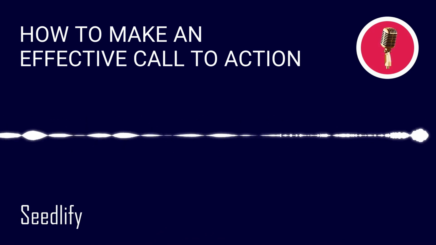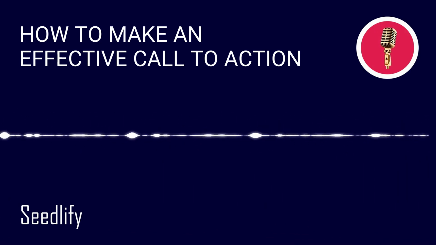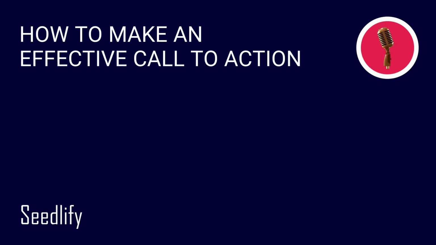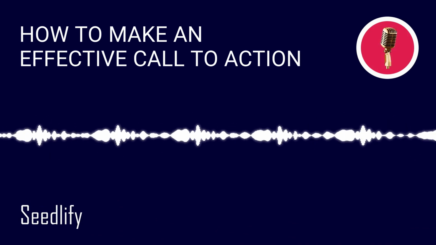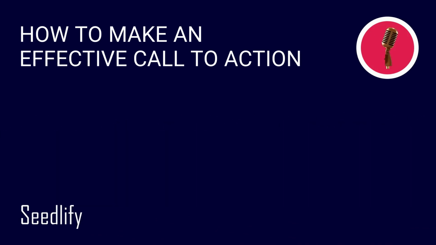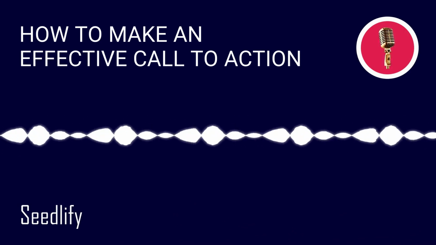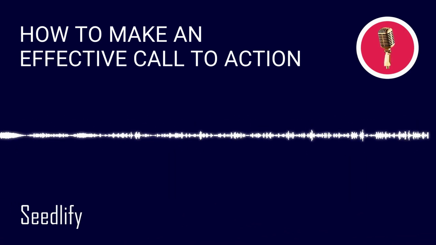Use action-oriented language such as sign up now, download today, shop now, get it right now, book a meeting, or learn more. These kinds of short sentences encourage users to complete the desired action. So, make sure your CTA stands out visually on your website or marketing materials, and test different variations to see what resonates best with your audience.